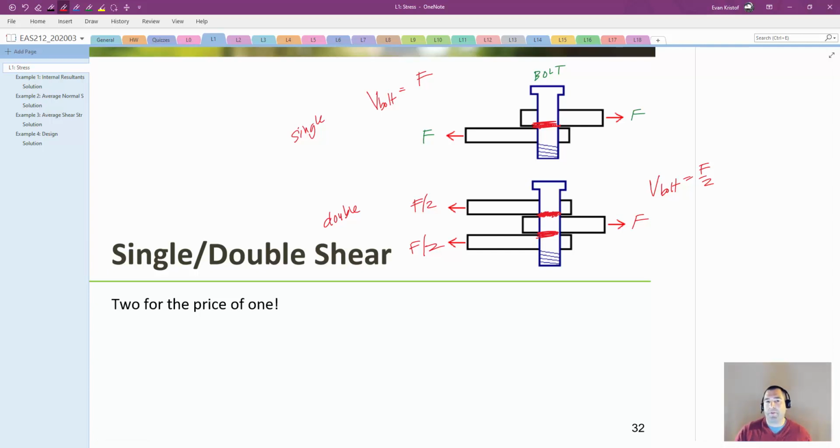But it just goes down to the fundamentals of what we talked about before. Shear stress is equal to V over A. Whether you're looking at half of the shear force or double the area, you get the same result in that the shear stress gets cut in half when you have a bolt in double shear as opposed to single shear.